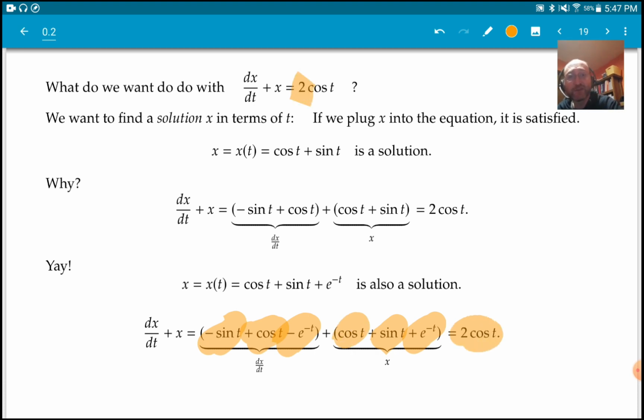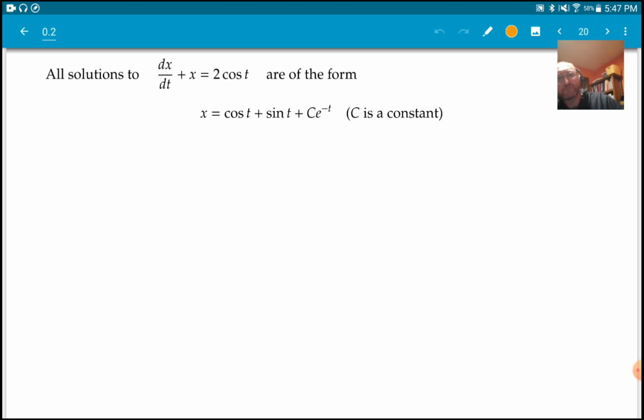And that is the right-hand side. So yes, we do have a solution. This is another solution. So I have a solution and another solution here, so I have 2 solutions. So the solutions are definitely not unique, it seems. Now, all solutions of this equation look like this. So we almost got all of them.